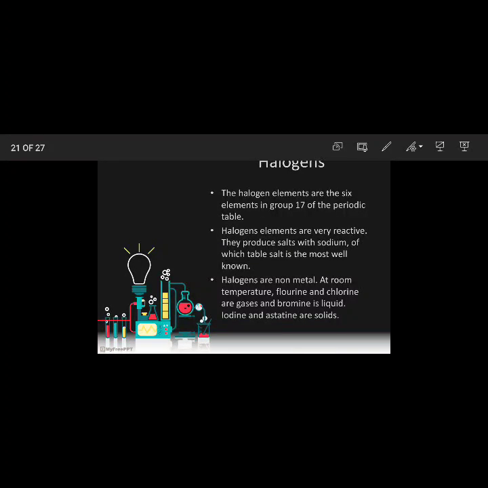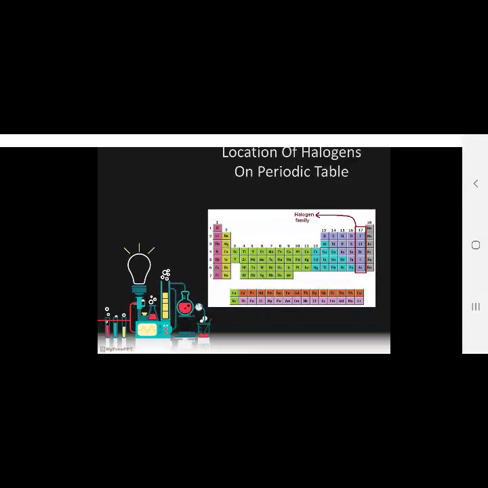When halogens react with metals, they produce a wide range of salts, including calcium fluoride, sodium chloride, common table salt, silver bromide, and potassium iodide. Halogens are highly reactive and as such can be harmful or lethal to biological organisms in sufficient quantities. The figure shows the location of halogens on the periodic table.